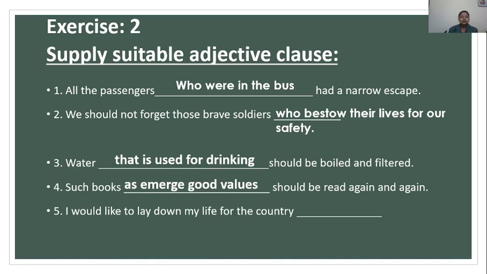So such books as emerge good values should be read again and again. Okay, now next, I would like to lay down my life for the country. Now, country has been discussed, a place. So, what will be my introductory word here? Where. So, where I was born, or where I have been educated, or where I got all my cultivation, or where I have spent my whole life, like that.